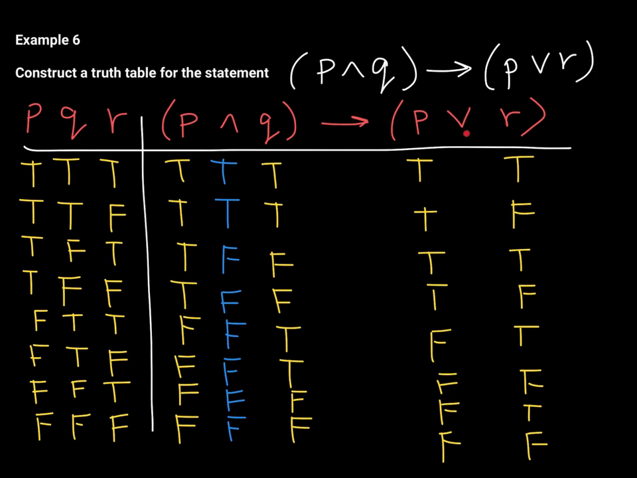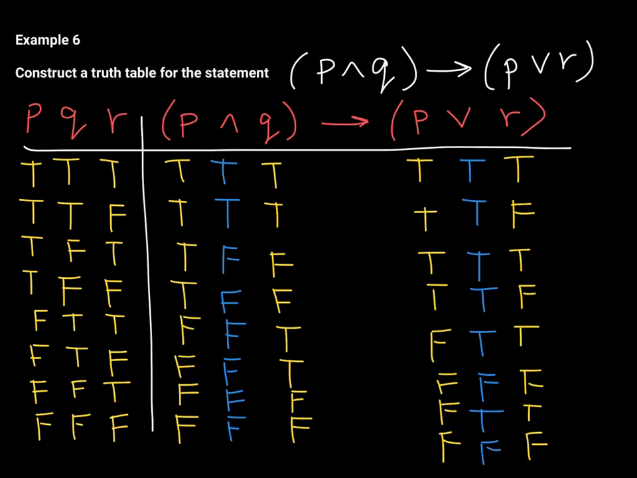Remember that in order for a disjunction to be true, just one of them has to be true. Or both, right? But at least one. So this will be true, true, true, true, true. This won't be false. True, and then false. All right, so a lot of true. This one's false finally. And then true, and then false.